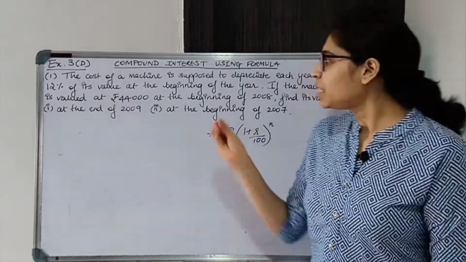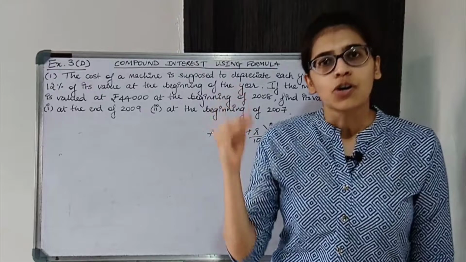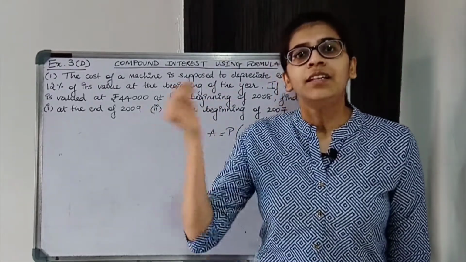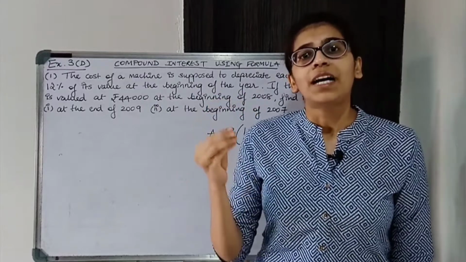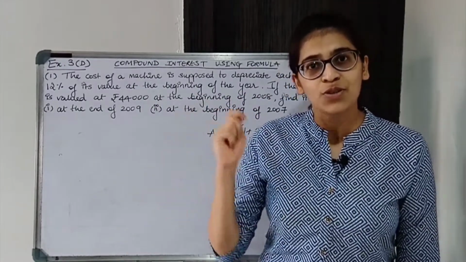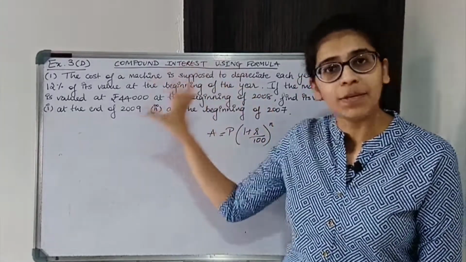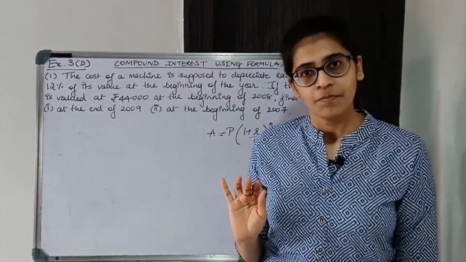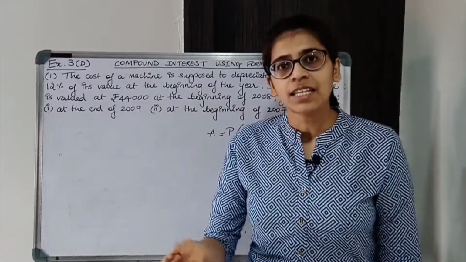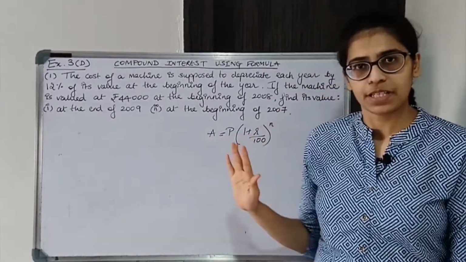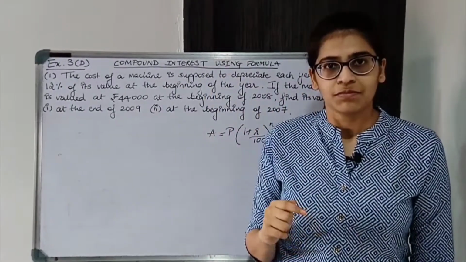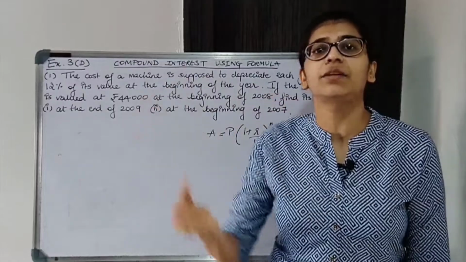Same thing happens in such kind of questions. The costing or pricing or population or whatsoever is increasing or decreasing by certain percent each year. So this formula is applicable in such kind of questions. Now when the costing or pricing is increasing, we add the rate percent. When it is decreasing, then you subtract the rate percent.